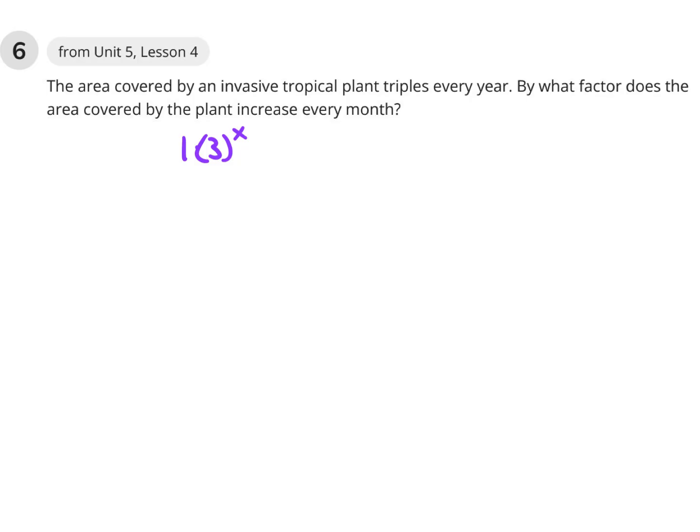So that means X stands for 1 year, and to get the month, we got to divide by 12. So it's 3 to the x plus 1/12, which equals 3 to the x times 3 to the 1/12. So our factor is 3 to the 1/12, just like the previous problem.